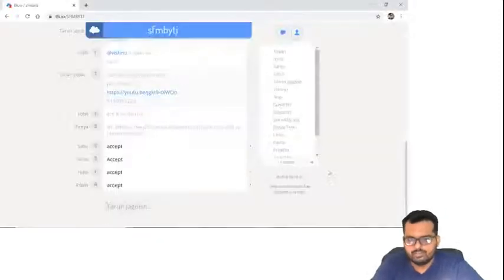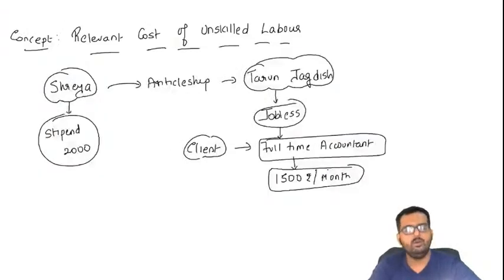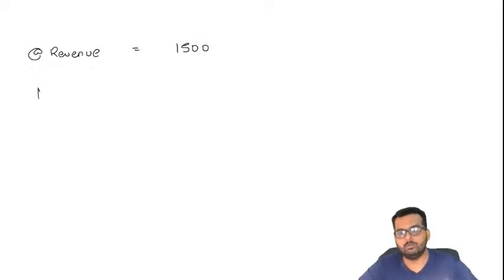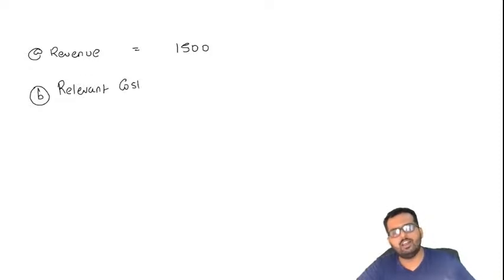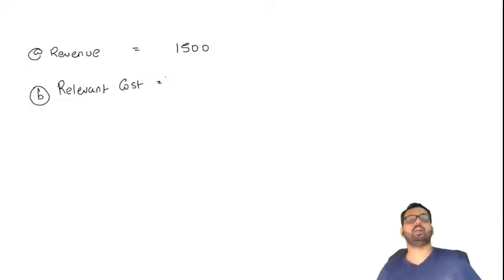Tell me friends, what is the answer you're getting over there? Accept. Sabir, Sanju, Rohit. Look, I'm getting 1500. Shreya, I'm paying 2000. Am I not making a loss of 500? Still, I should accept. Why? I will tell you. Now tell me, what is the revenue I'm getting over here? 1500 is the revenue I'm getting over here. Corresponding to this, what is the relevant cost that I am incurring?